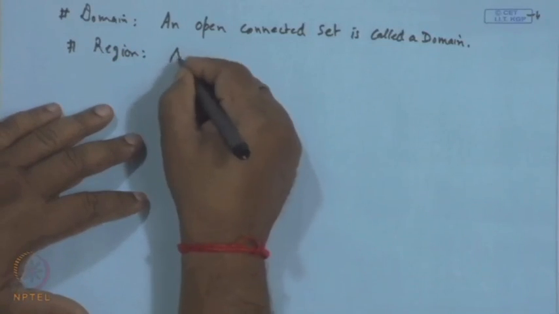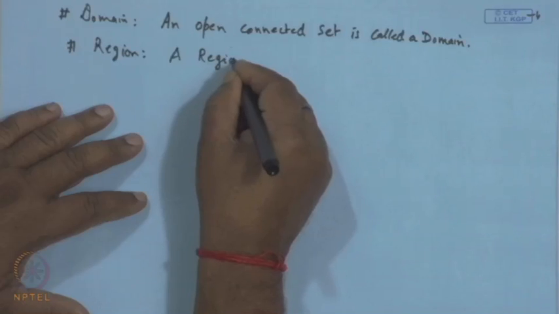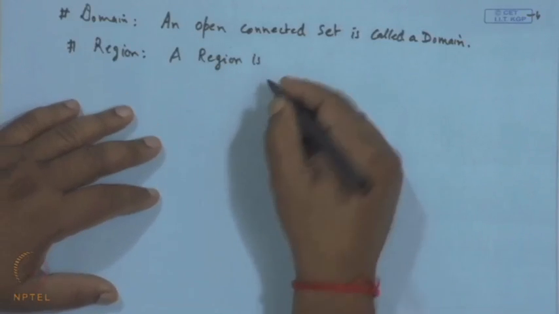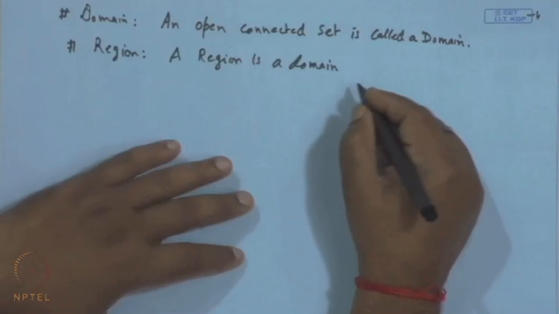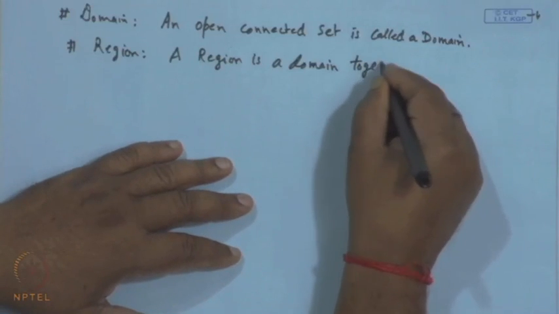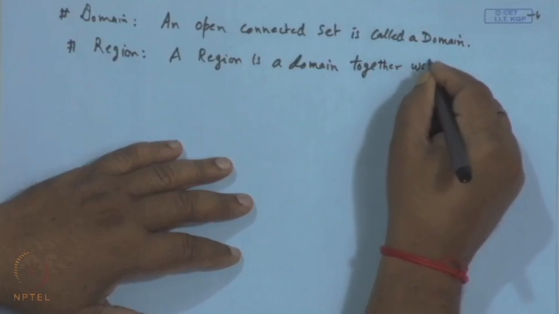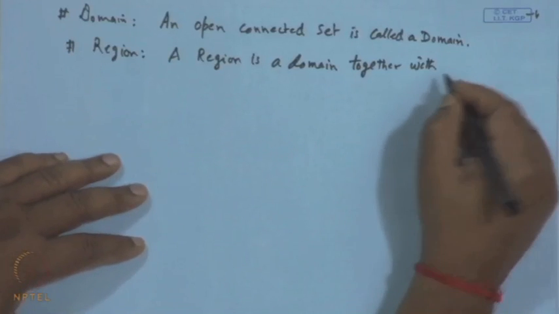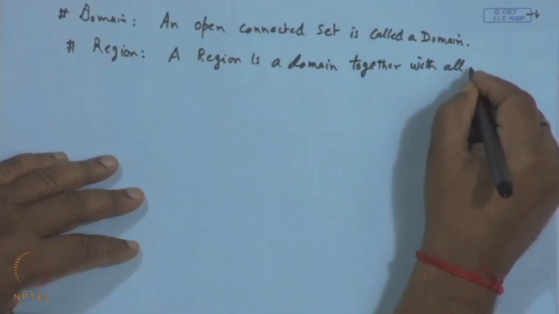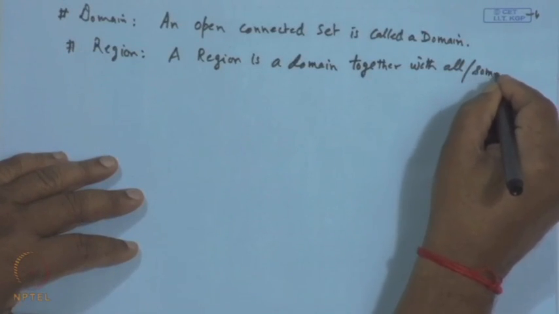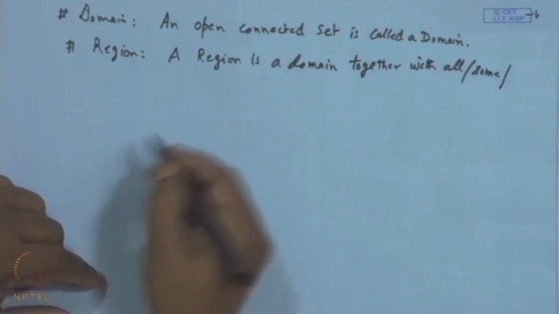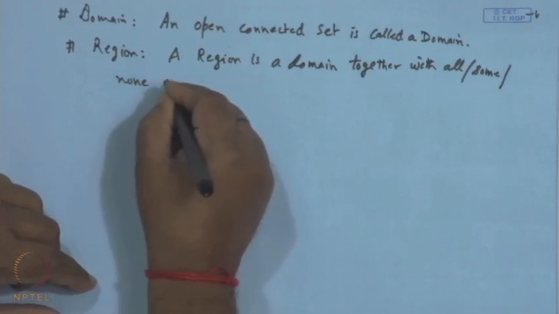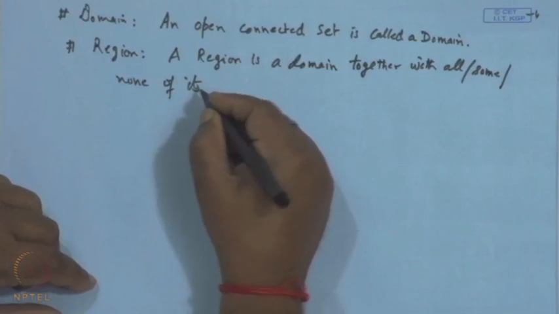And region. A region is a domain together with all, or maybe some, or maybe none of its boundary points.